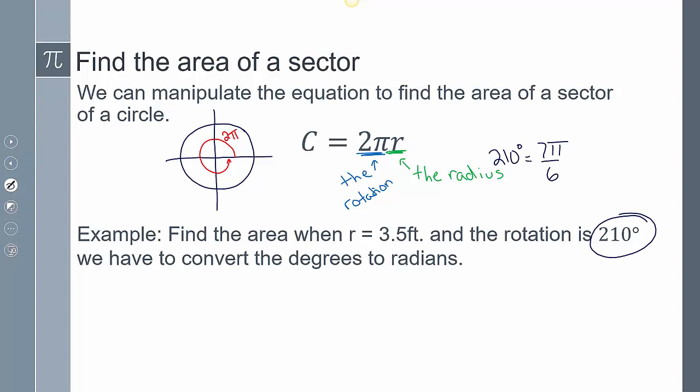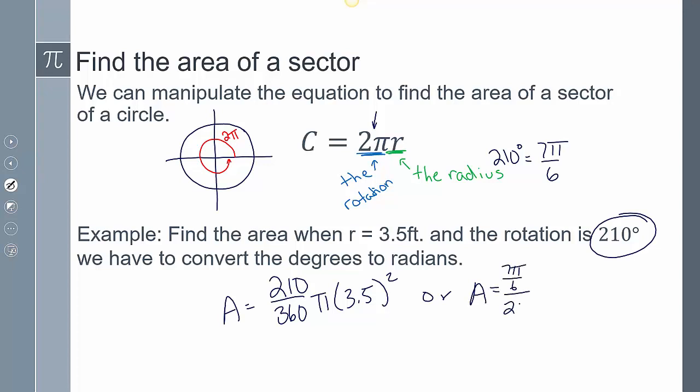Now another way you can do it is, why not convert this into degrees if I'm just creating a ratio of it? And so I could say 210 degrees over 360 degrees times pi times r squared. Or I could say my area is going to be 7 pi over 6 over 2 pi times pi r squared. And those would give you the exact same answer if you were to simplify that and enter that into your calculator.